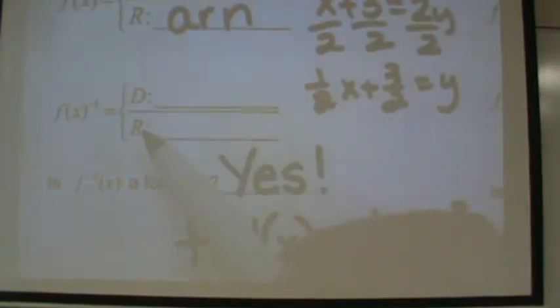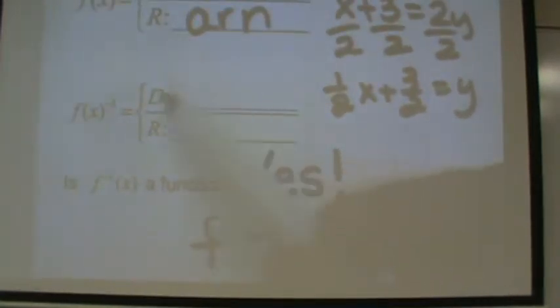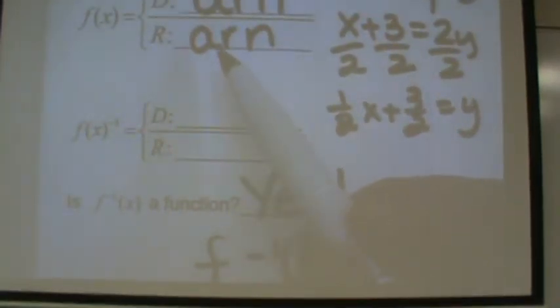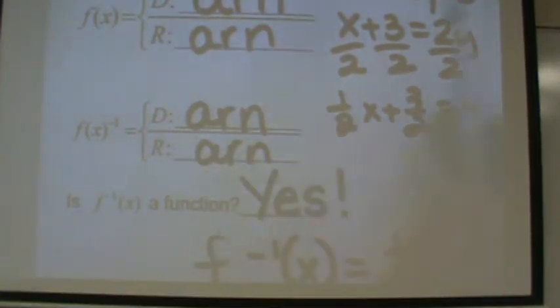Now can you tell me how to do the domain and the range of the inverse? All you do is what? Anyone know the little trick? What do you do with these two? You switch them around. So you have all real numbers anyway. Questions on that? The next one.